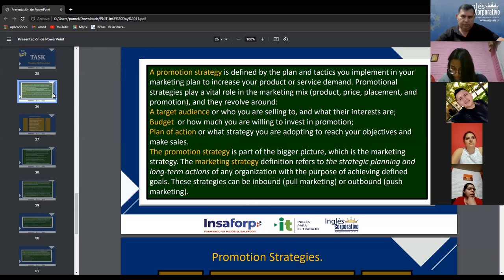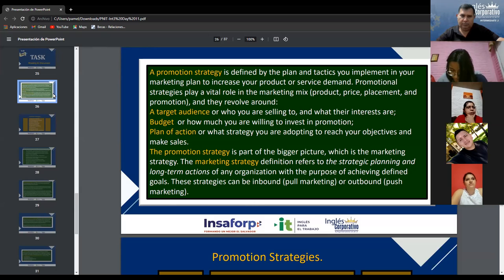A target audience, or who you are selling to and what their interests are, budget, or how much you are willing to invest in promotion, plan of action, or what strategy you are adopting to reach your objective and max sales. Nice. The promotion strategy is part of the bigger picture, which is in the marketing strategy. The marketing strategy definition refers to the strategic planning and long-term action of any organization with the purpose of achieving defined goals. These strategies can be inbound, pull marketing, or outbound, push marketing.